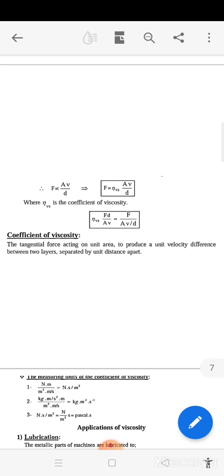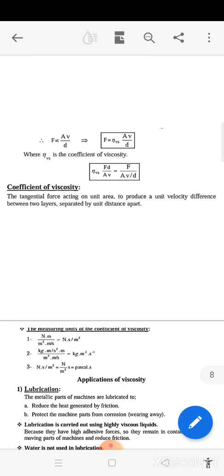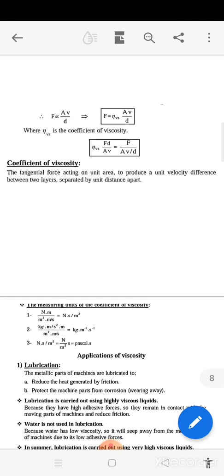So the force of viscosity is directly proportional to the area and the velocity, and inversely proportional to the distance between the two plates or the two points where you want to calculate the viscosity, with a constant which is the coefficient of viscosity. So the force equals the coefficient of viscosity times area times velocity over distance. So the coefficient of viscosity equals force times distance over area times velocity. Coefficient of viscosity is the tangential force on unit area.